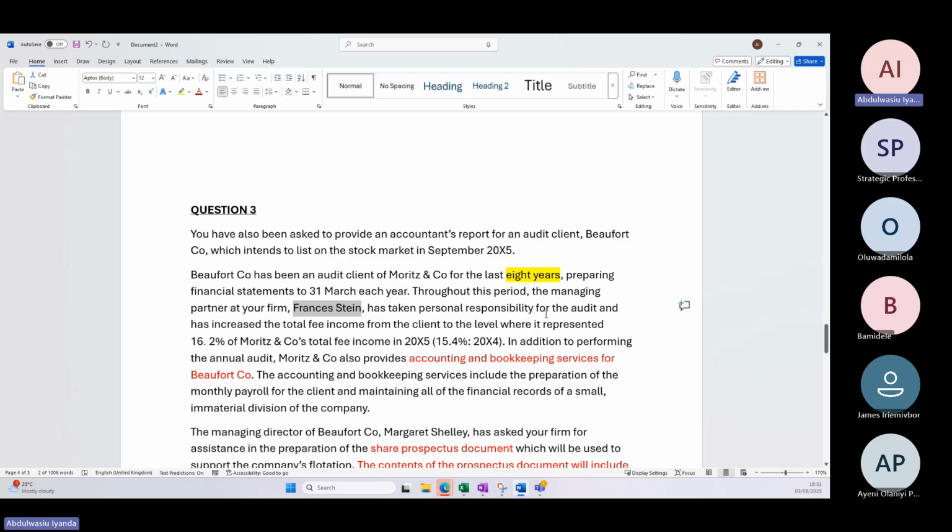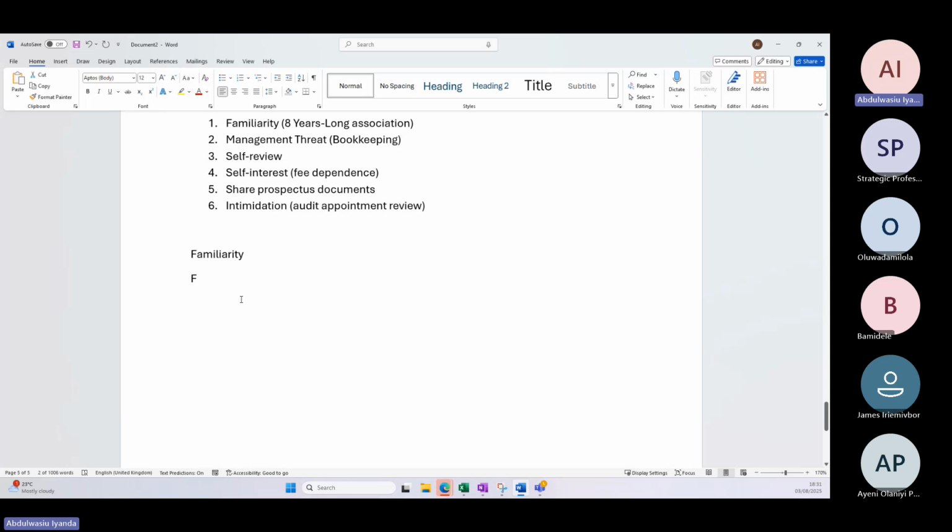Has taken personal responsibility. So this Francis, 8 years long association as engagement partner. Great. Familiarity.